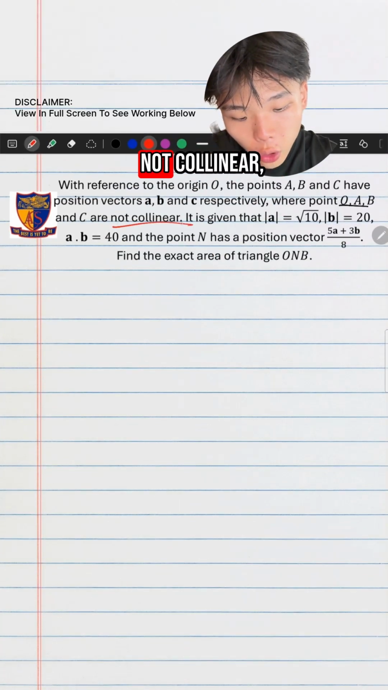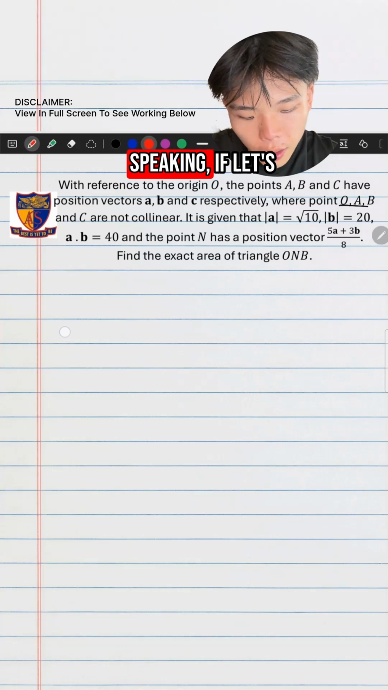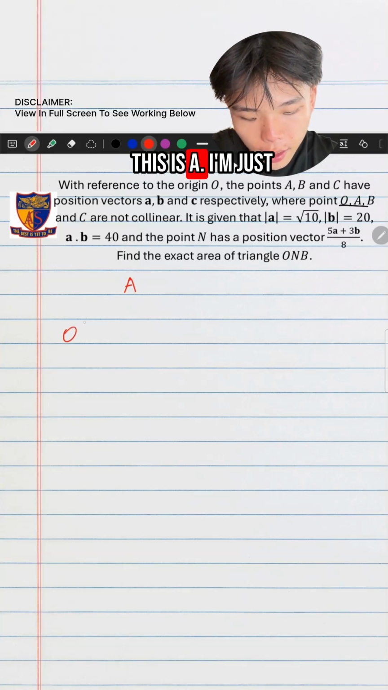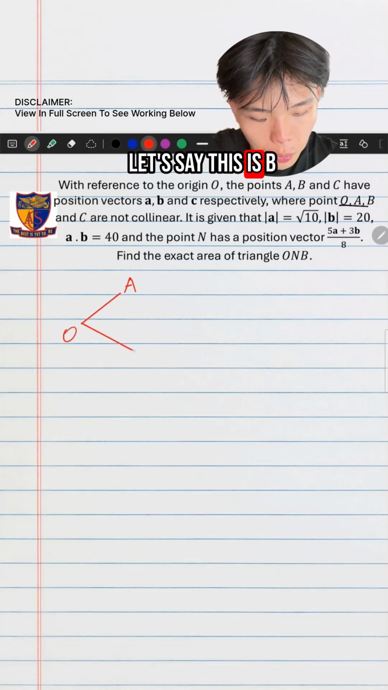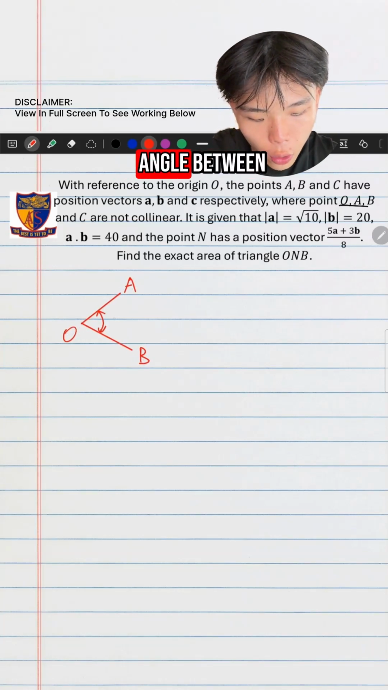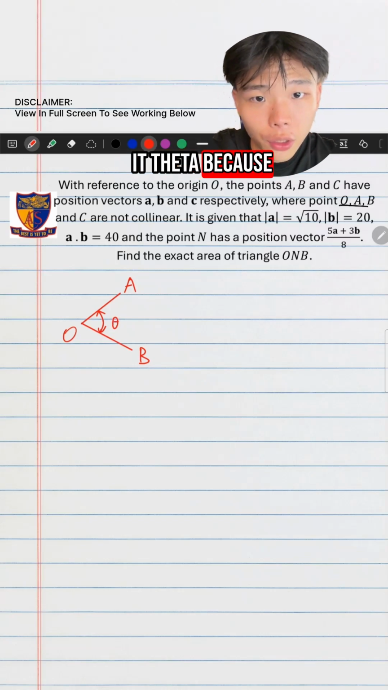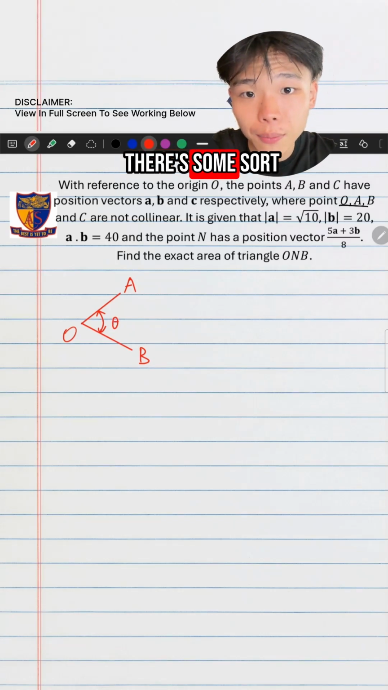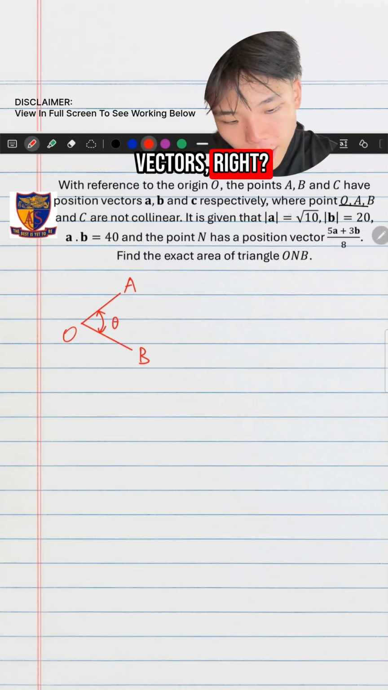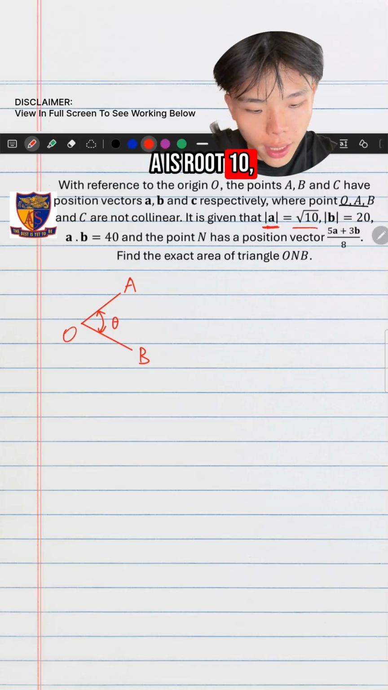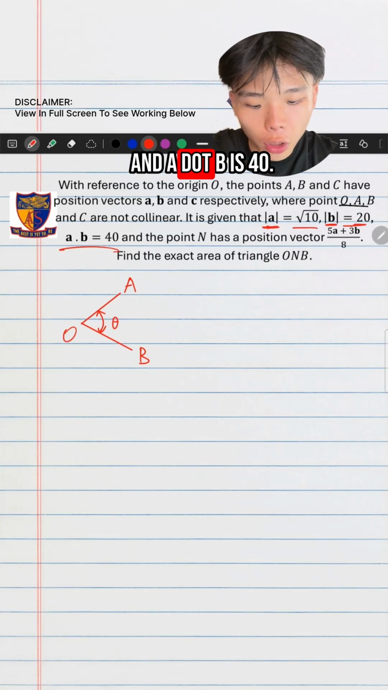So now that we know that they are not collinear, it means that technically speaking, if let's say this is O and then this is A, I'm just going to draw a line over here, and then let's say this is B over here, right? There will be some sort of angle between them, and I'm just going to call it theta because they're not on a straight line. There's some sort of angle between the two different vectors, right? And we are told that modulus A is root 10, modulus B is 20, and A dot B is 40.